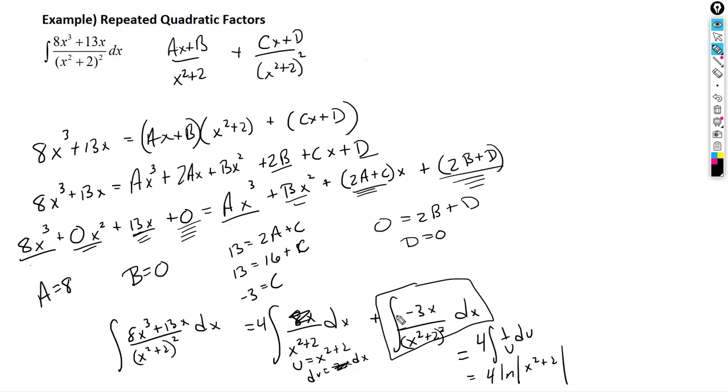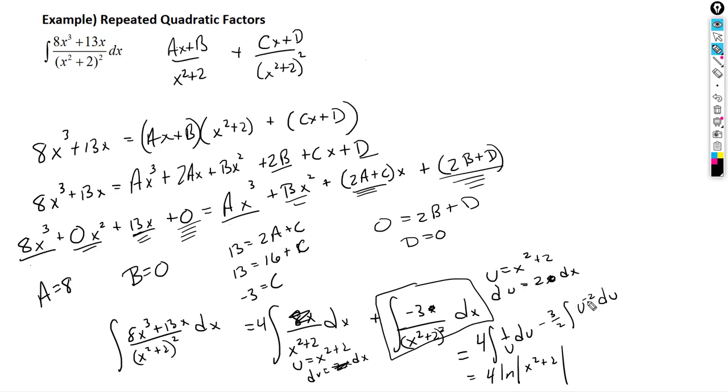And how do I worry about the second one? Well, that's another u substitution. I'm going to make u x squared plus 2, and du is equal to 2x dx. So the x's are going to cancel, but then I'm going to have to pull out a negative 3 halves. So it's going to be minus 3 halves times the integral of 1 over u squared, which is u to the negative 2 du.